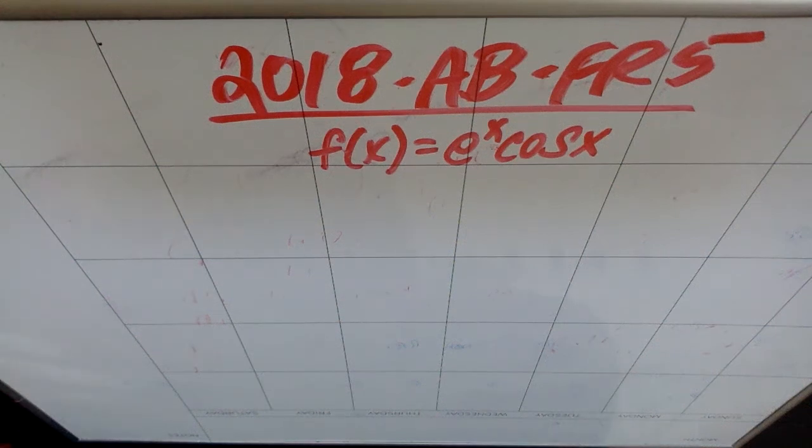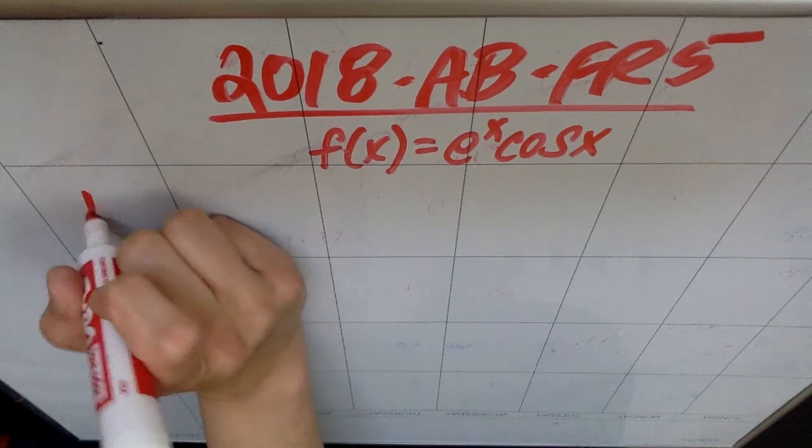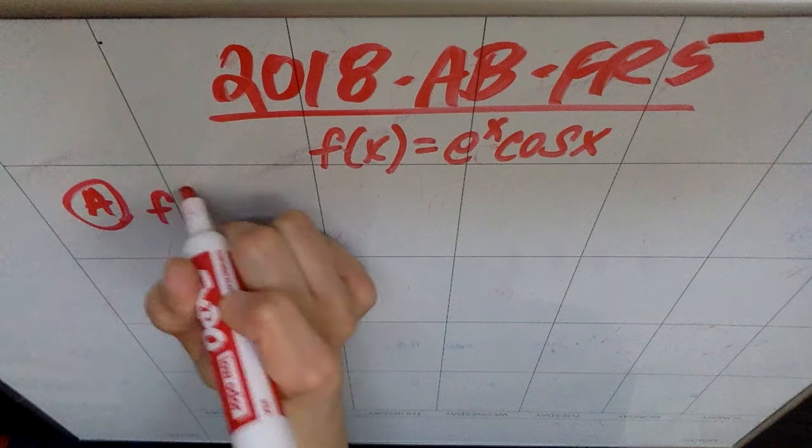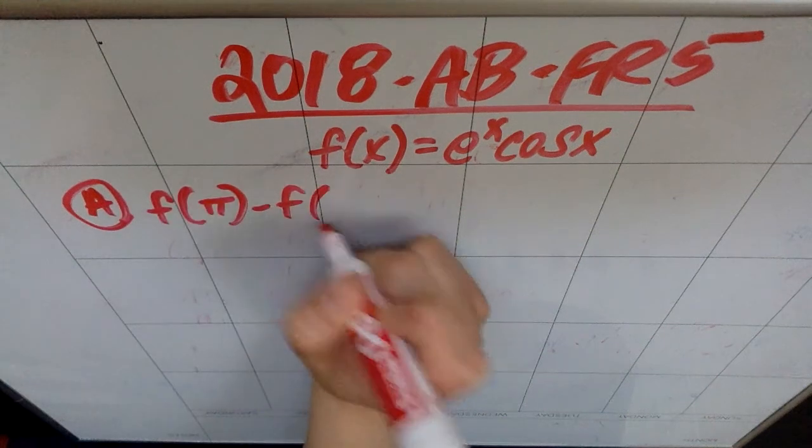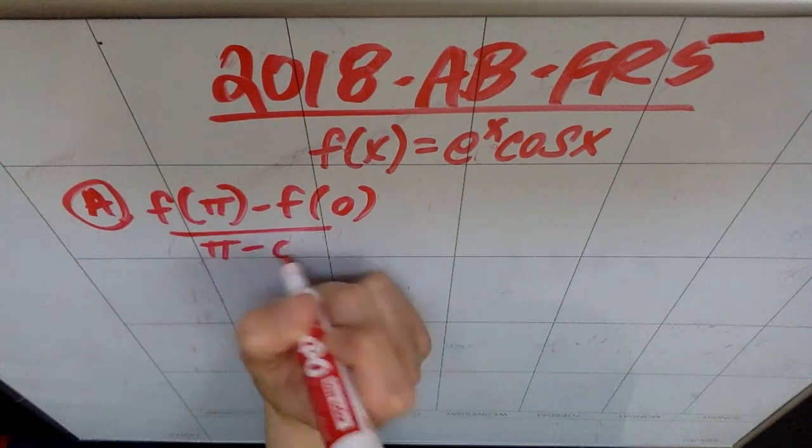AB, free response 5. Let f be the function defined by f of x equals e to the x cosine x. Part A, find the average rate of change of f on the interval from 0 to pi. So average rate of change just means old school slope, right? So what we want is f of pi minus f of 0 over pi minus 0, right?